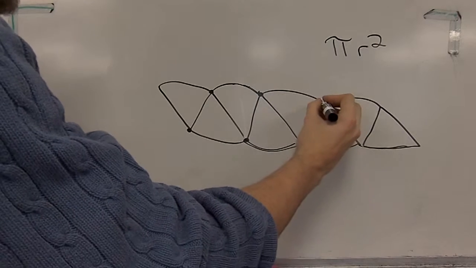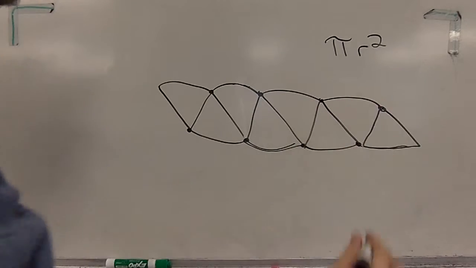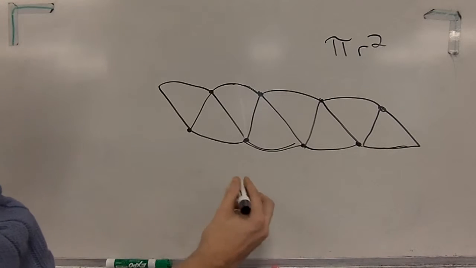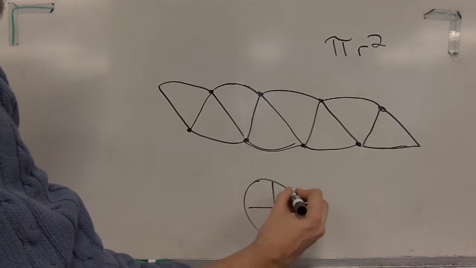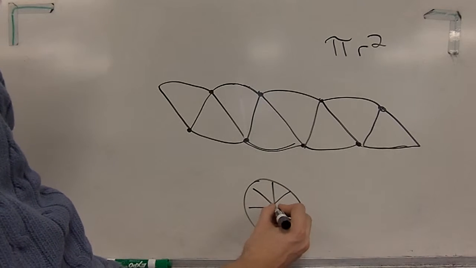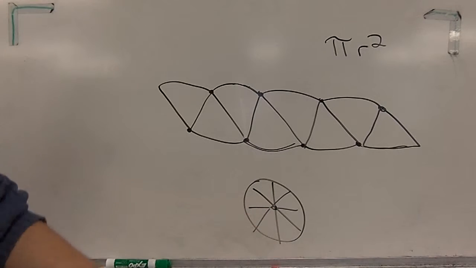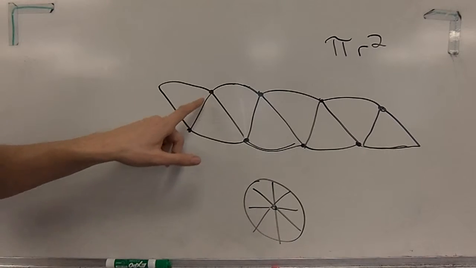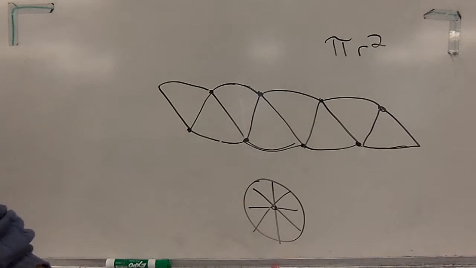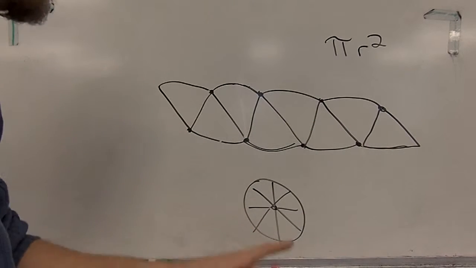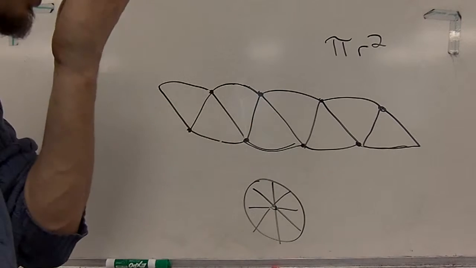Each one of them represents a piece that once upon a time inside my circle was the center of my circle. So if I have my original circle cut in 8 pieces, all the pointy ends of my pieces of pizza are right here at the center of my circle. So 1, 2, 3, 4, 5, 6, 7, 8 pointy ends all converge together into the center of my circle right here. So all of these represent the center of my circle.